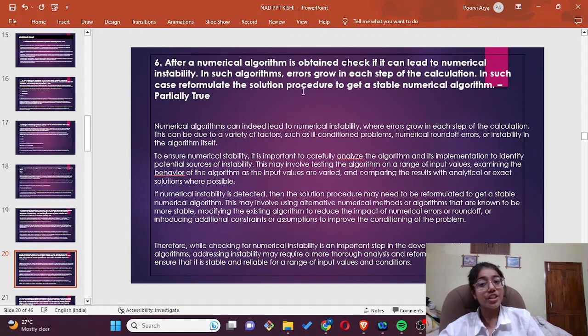It is also partially true, because a numerical algorithm can indeed lead to numerical instability where errors grow in each step of calculation. This can be due to a variety of factors such as an ill-conditioned problem, numerical round-off error, and many more. To ensure numerical stability, it is important to carefully analyze the algorithm. Therefore, while checking for numerical instability is an important step in the development of a numerical algorithm, addressing instability may require a more thorough analysis.